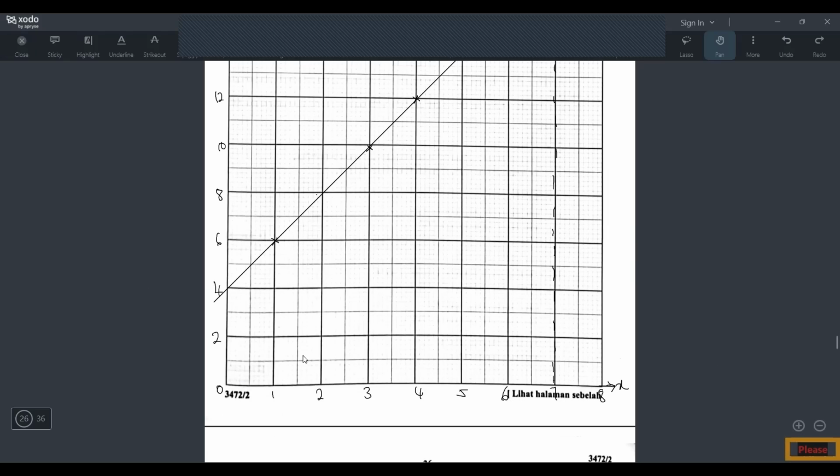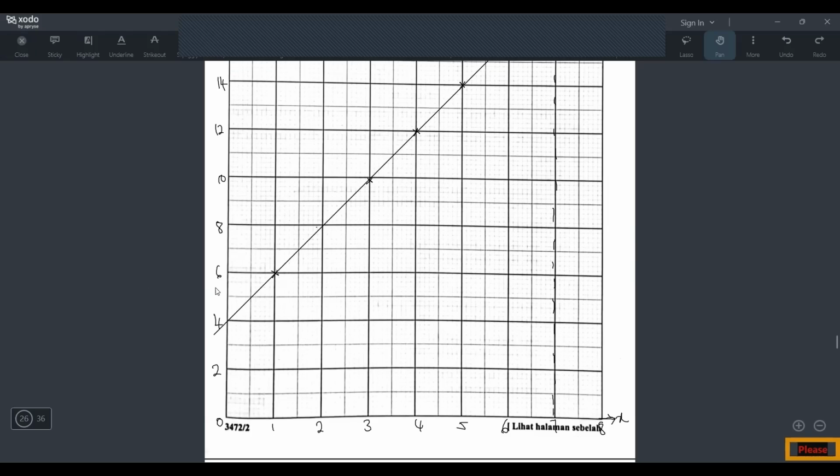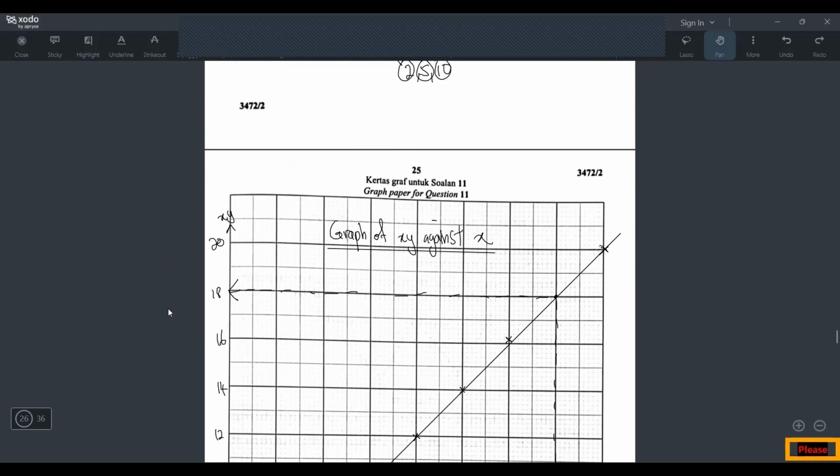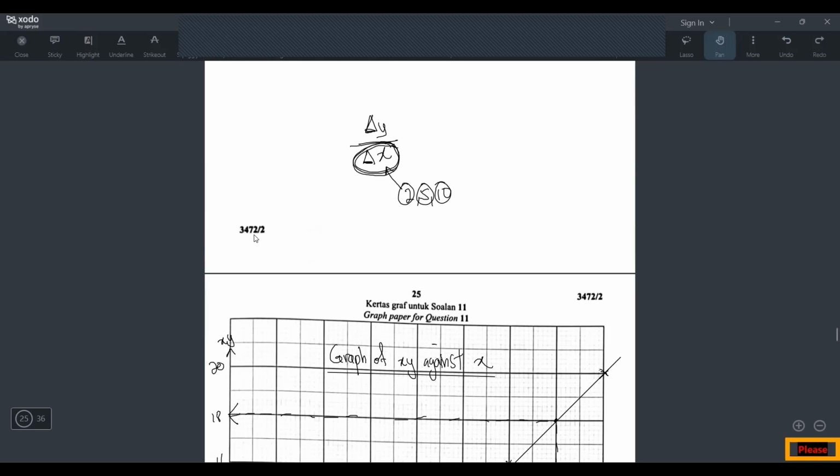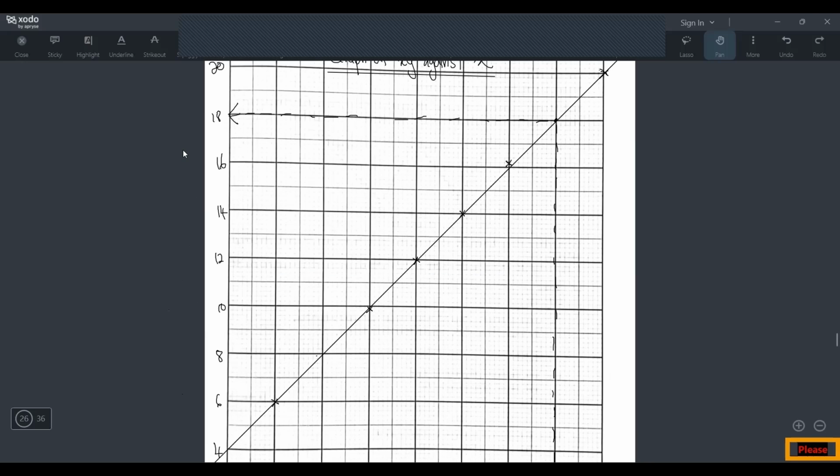So if you look at here, 0, 1, 2, 3, 4, 5, 6, 7, 8. So what you can do is you can choose from 0 to 5. Yeah, this is very smart, because if you choose from 0 to 5, 5 is a very easy number to divide. And when the difference in x is 5, later your gradient answer will come out very nice. You understand, right?